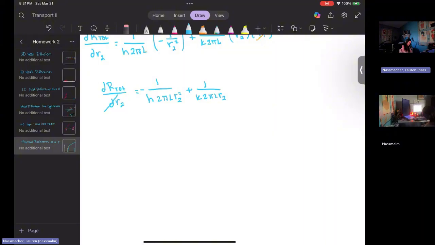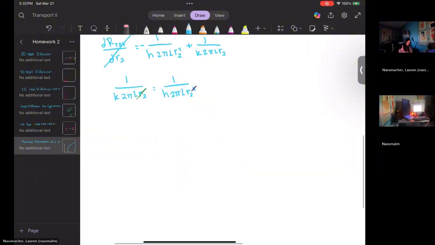And we know that this derivative is equal to 0. So we can rearrange this equation and get that 1 over thermal conductivity multiplied by 2 pi length radius 2 is equal to 1 over coefficient 2 pi length radius 2 squared. Cancel out that to get a final equation of 1 over thermal conductivity 2 pi length equals 1 over thermal coefficient 2 pi length r squared.